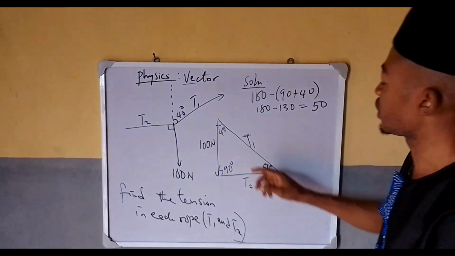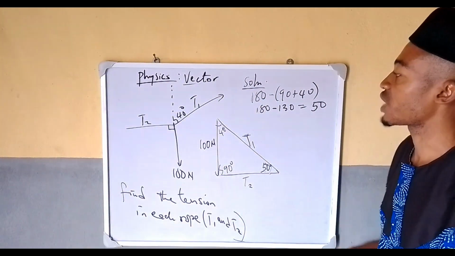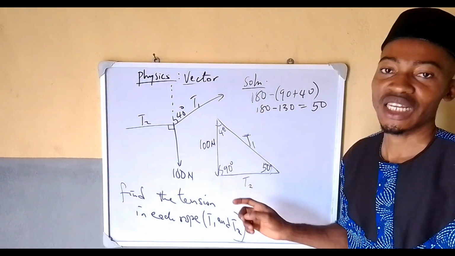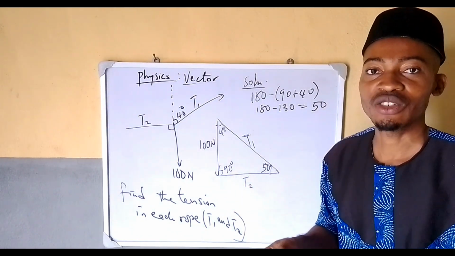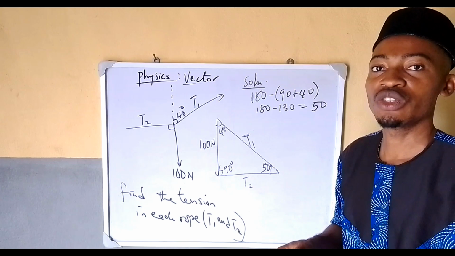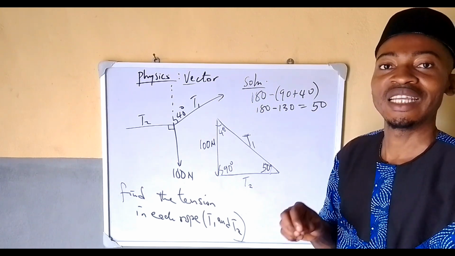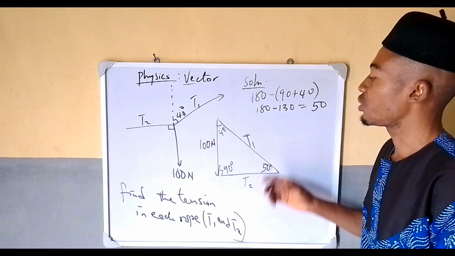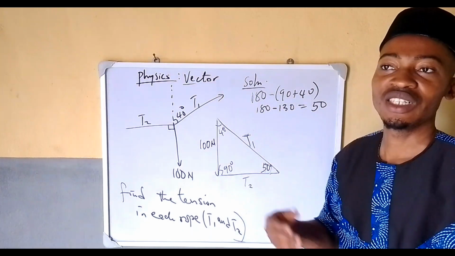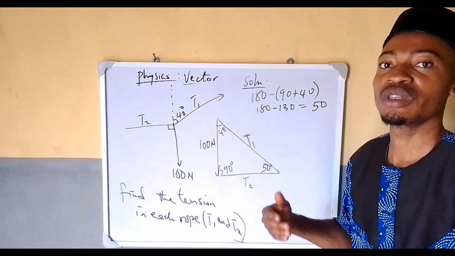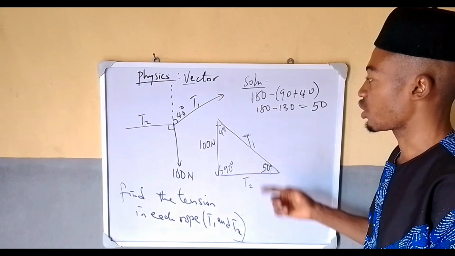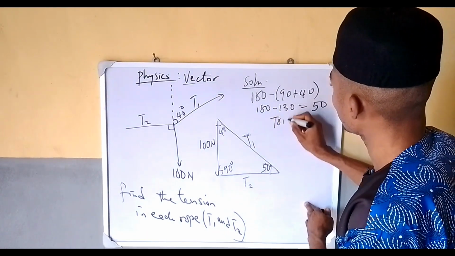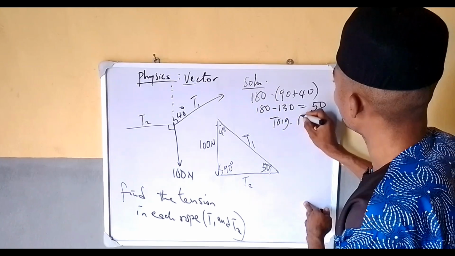So if this is 50 degrees, then you look at this triangle. What type of triangle is this? This is a right angle triangle. And when you have a right angle triangle, the best way to solve it is to use the trig ratio or the Pythagoras theorem. We don't necessarily need to use the sine rule to resolve this. So we can use the trig ratio to do this.